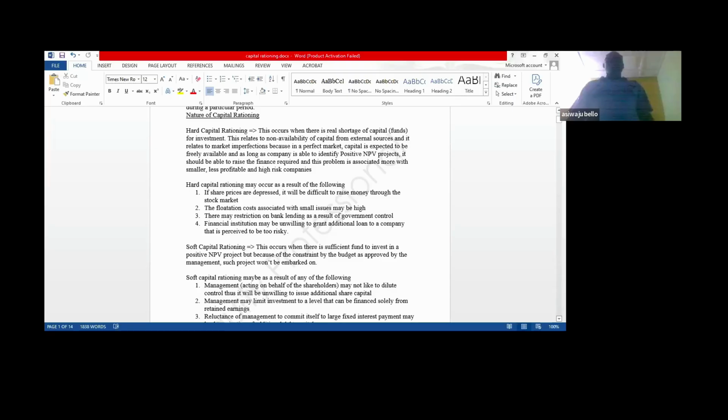Number 3, there may be restrictions on bank lending as a result of government control. That can create capital rationing.